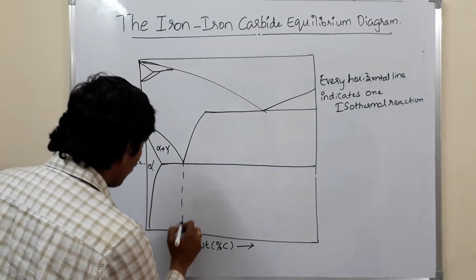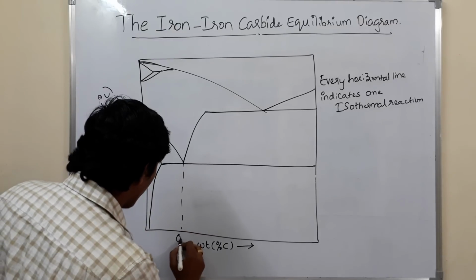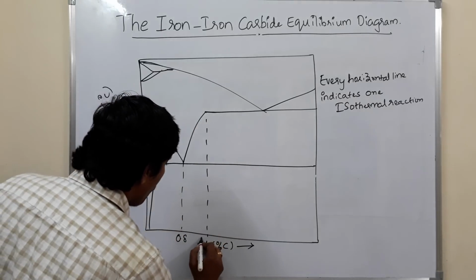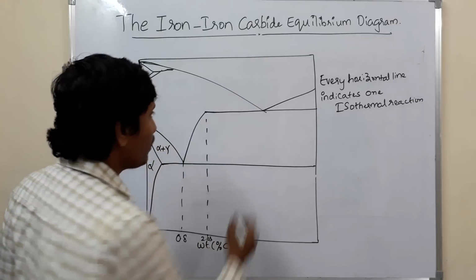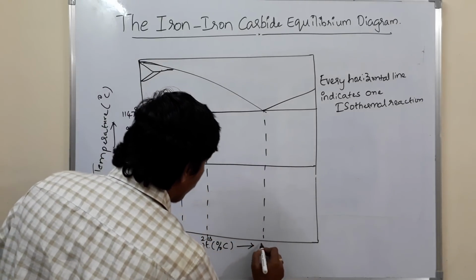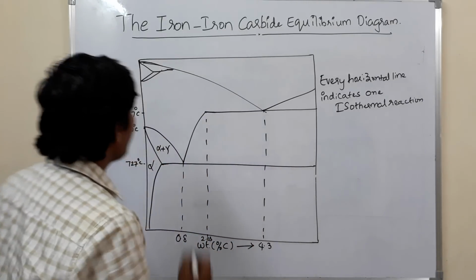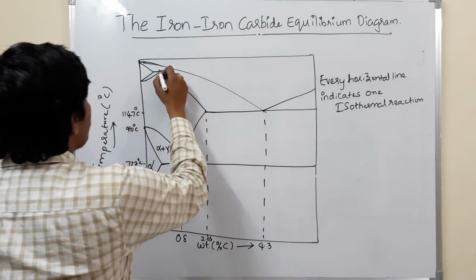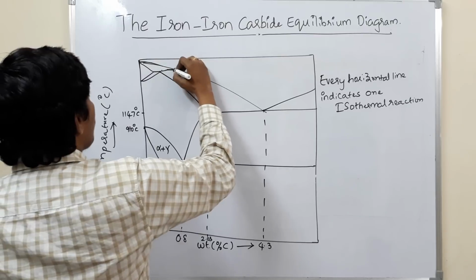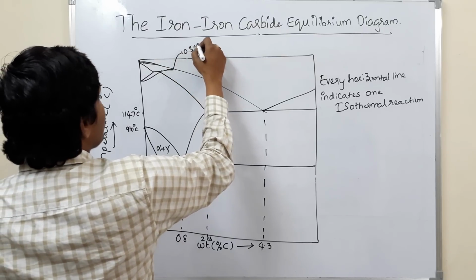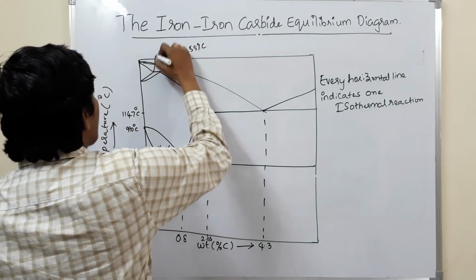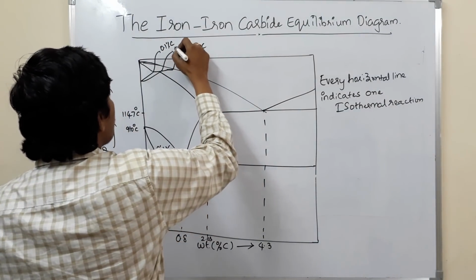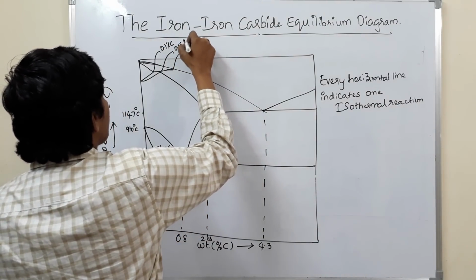This point corresponds to 0.8 percentage of carbon. This point corresponds to 2.03 percentage of carbon. This point corresponds to 4.3 percentage of carbon. I should close one line over here, and this point corresponds to 0.55 percentage of carbon. This point corresponds to 0.1 percentage of carbon. This point corresponds to 0.18 percentage of carbon.